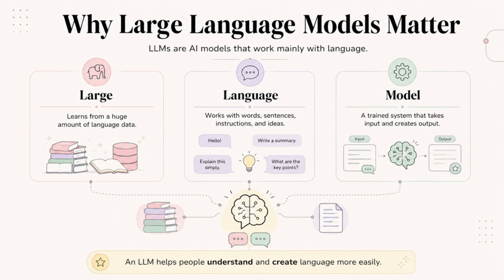Why large language models matter? One of the most widely used generative AI models is the large language model, or LLM. Large means it learns from an enormous amount of language data and uses many internal settings called parameters. Language means it works mainly with words, sentences, instructions, and ideas. Model means it is a trained system that processes input and produces output.